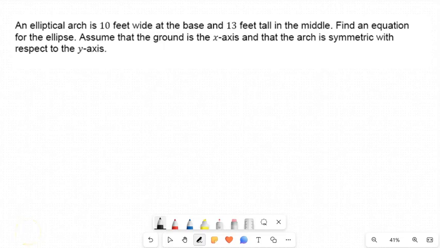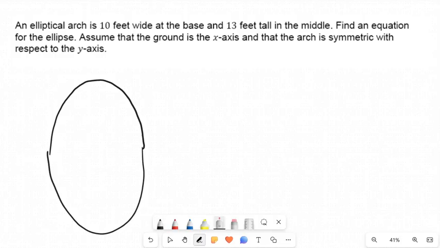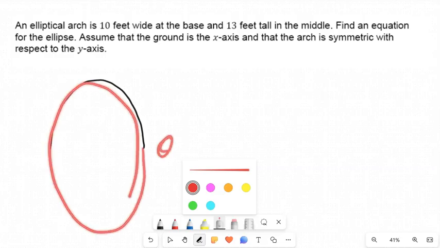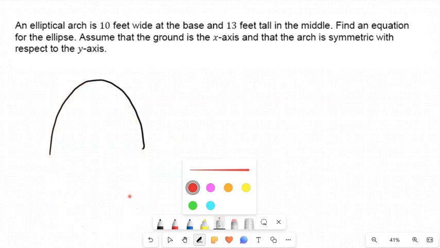An elliptical arch is 10 feet wide at the base and 13 feet tall in the middle. We have an elliptical arch. The rest of the ellipse would be like this. My highlighter did not highlight. There we go. So that's the entire ellipse. Oh, bad writing. There we go. So this is the elliptical arch.